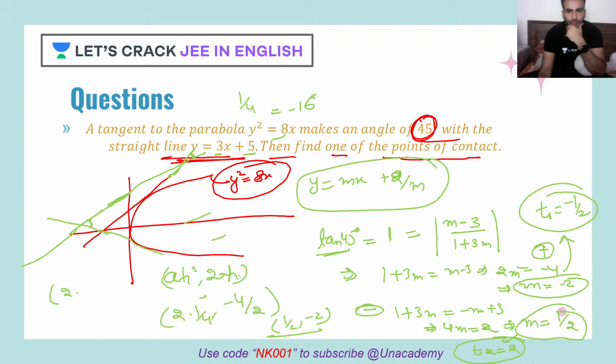Oh, okay, fine. Cool. No issues, that's completely fine with me. So the point's equation is what? One point of contact is 1 by 2 comma minus half. You can cross check it. You get what? 4.